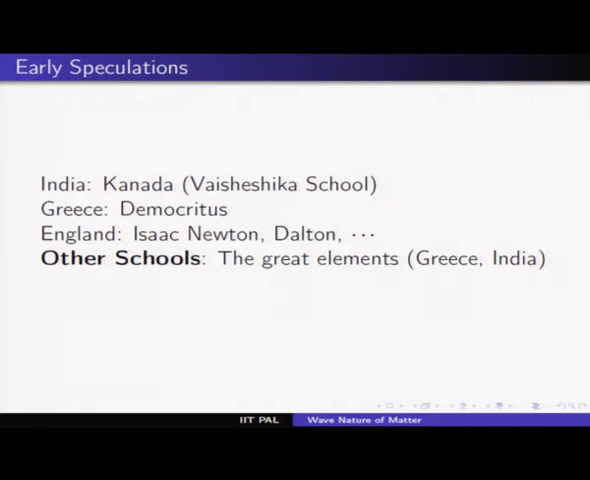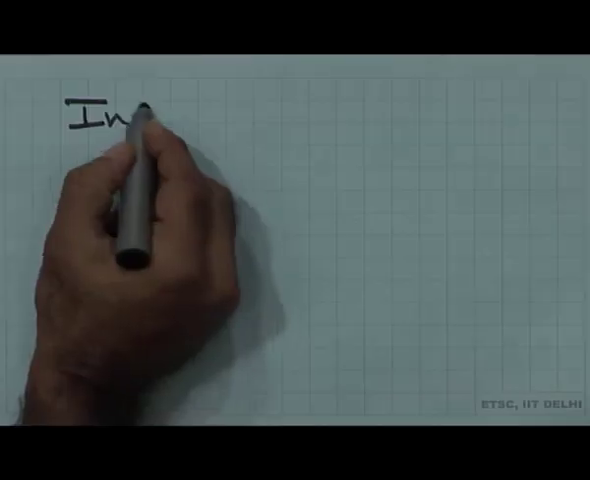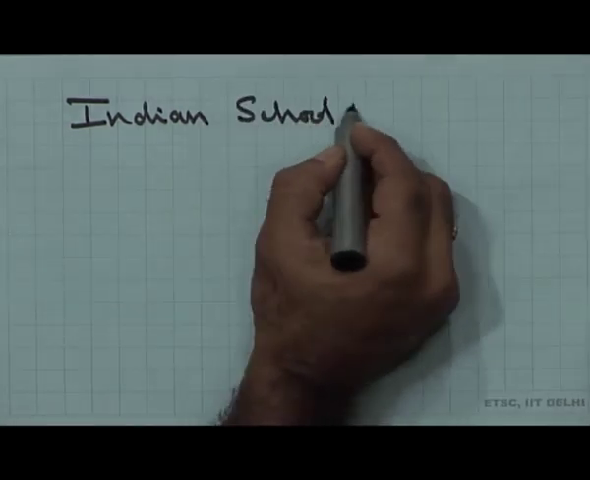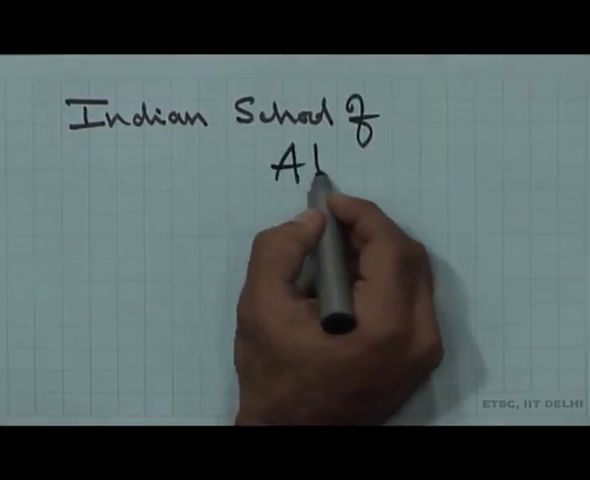Whereas the later philosophical school, we have 6 schools of philosophy. One of them is what is called the Vaisheshika school, where they try to classify all matter known to us. They postulated the existence of a fundamental unit of matter, and that was called Anu. So I should write that here. The Indian school of atomism.